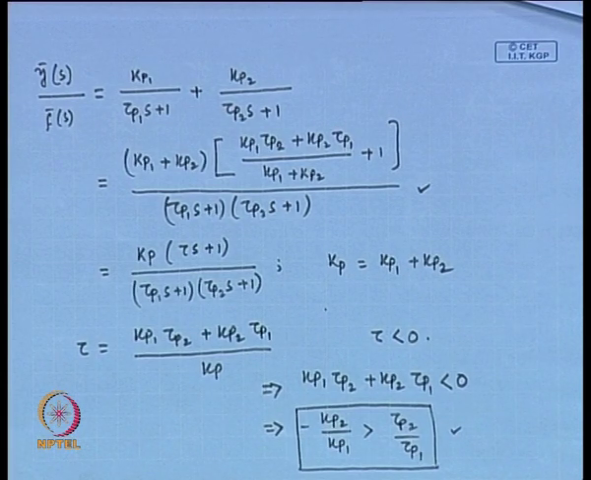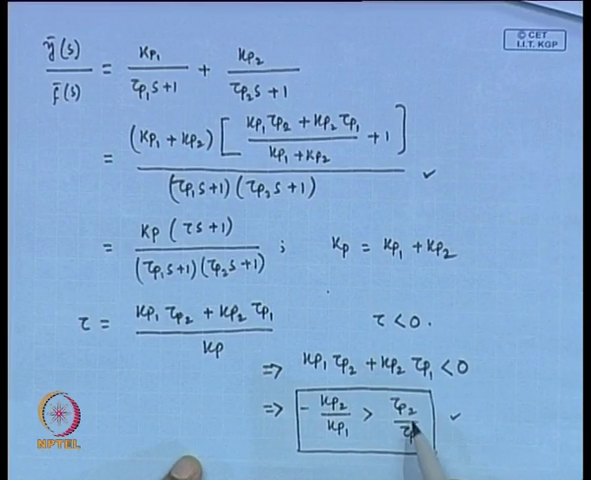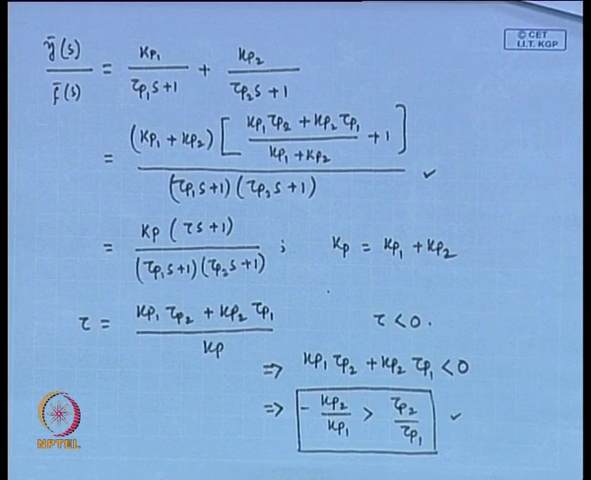So, inverse response is the net result of two opposing effects. If you see the sign, tau p1 and tau p2 both are positive. So, if one Kp is positive, another Kp should be negative. So, we can conclude that inverse response is the net result of two opposing effects. Fine. Thank you.